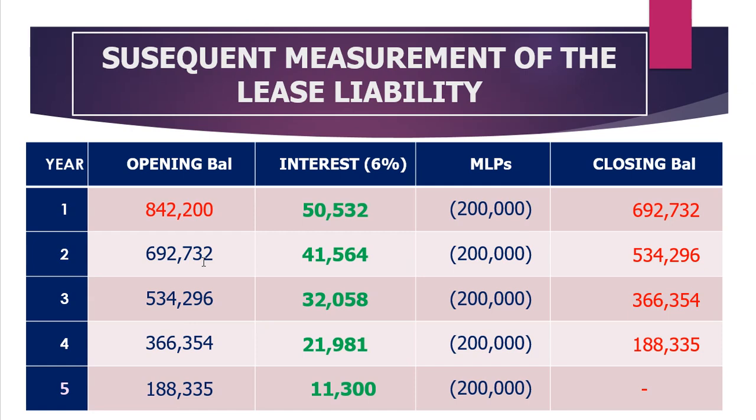Now, after getting that, you also charge interest. After charging interest, you add it back to the opening balance and then raise the minimum lease payments of 200,000 to get the closing balance. The closing balance for year two becomes the opening balance for year three. Likewise for year four, likewise for year five. So you can see at the end of year five, you have paid already. You don't have a closing balance that must be brought forward in year six. So that is how you amortize, or that is how the minimum lease payments must be paid throughout the lease period.